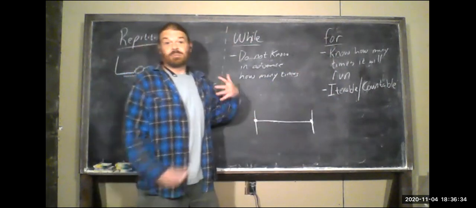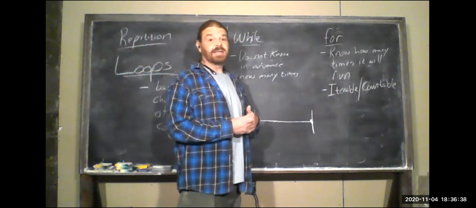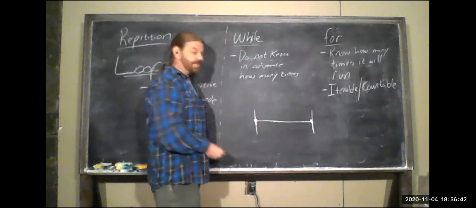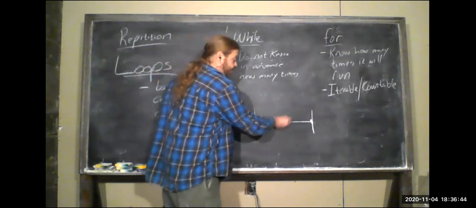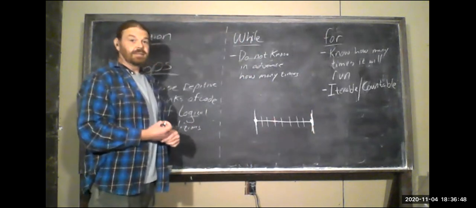Typically for a list, we'll have a list of numbers, or a list of things, and then the for loop is just going to start at the first element in that list and run through every element in that list until it hits the end. Does that make sense?